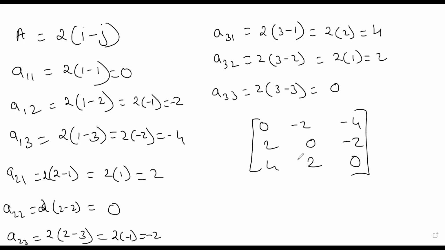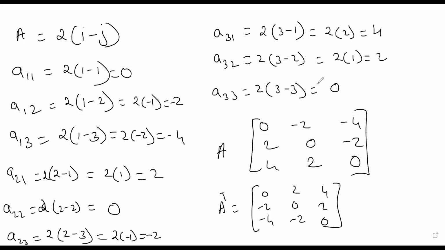They have asked you to find out the transpose also. If this is matrix A, transpose will be 0, 2, 4, minus 2, 0, 2, minus 4, minus 2, 0. So they are skew symmetric, क्योंकि डायगोनल को छोड़ के बाकी के जो एलिमेंट है वो देखो स्क्यू सिमेट्रिक है. So A is a skew symmetric matrix.